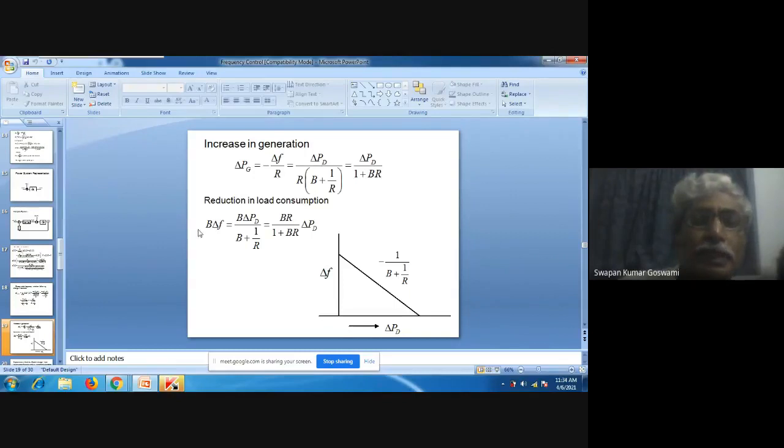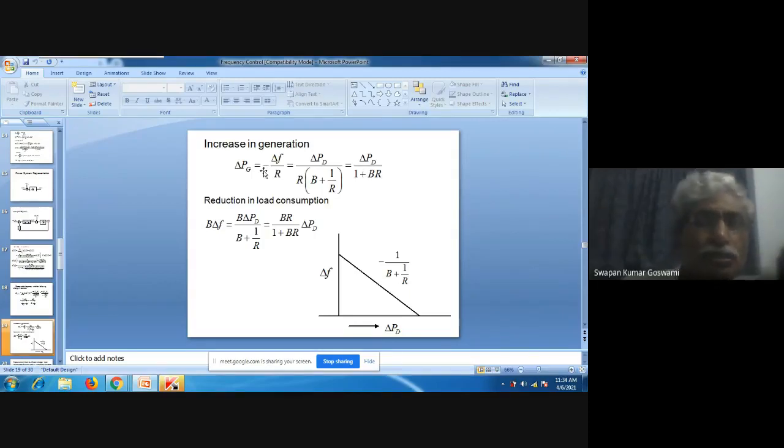So if B delta F, this part, is zero, what would happen? What could have happened to the frequency of the system? It would have been much more reduced. It would have been reduced by some more amount. Is that not so? So if the B delta F part were absent, obviously the change in the system frequency would have been much higher. Am I clear? Is it clear? Yes, sir.